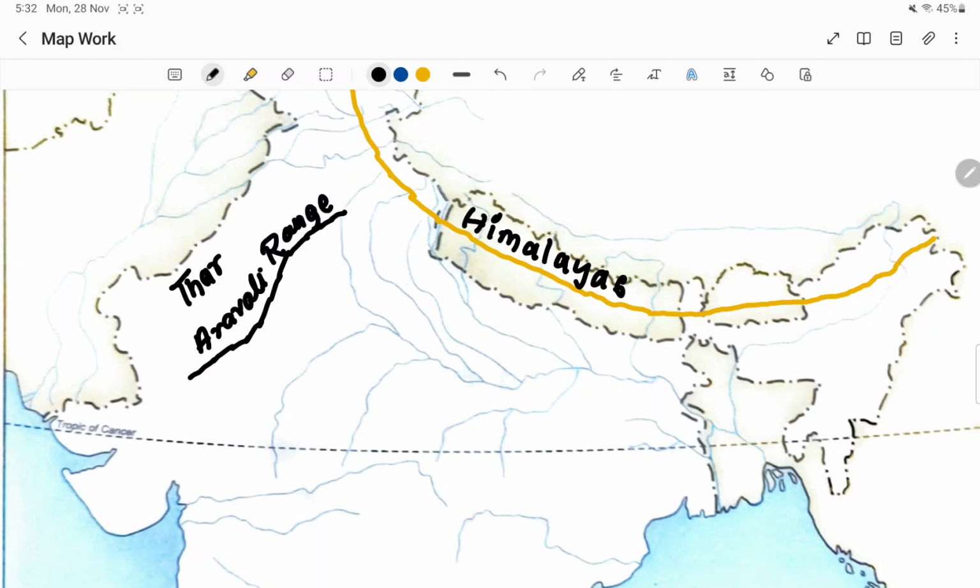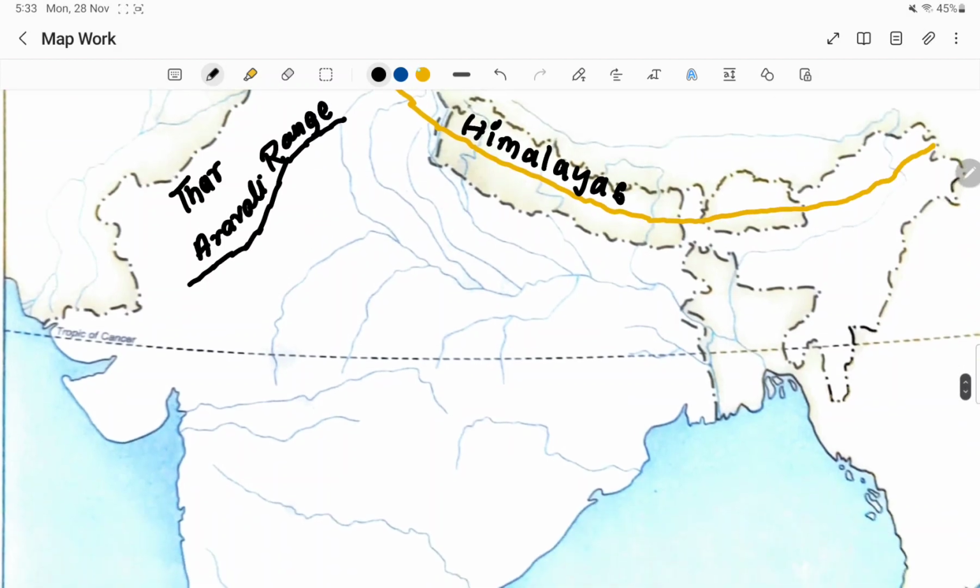Next comes the Vindhyas. So it's very easy to mark the Vindhyas. You can use the Tropic of Cancer line which will be already provided in your board exams to mark the Vindhya range. For marking it, as you can see, half of the range will be below the Tropic of Cancer and half of it will be above it. So this will be the Vindhyas.